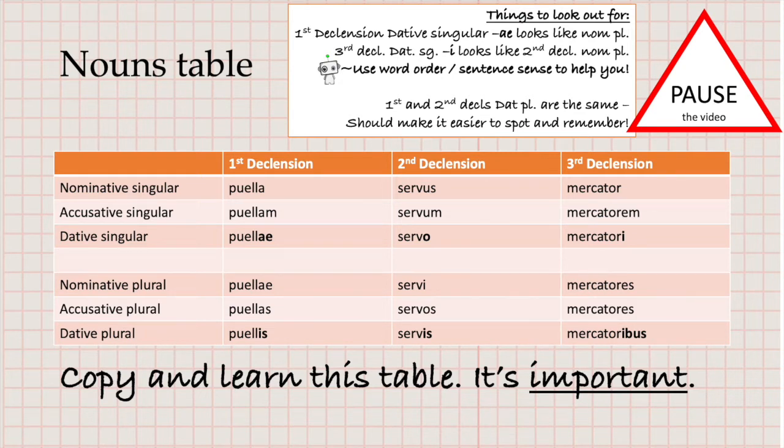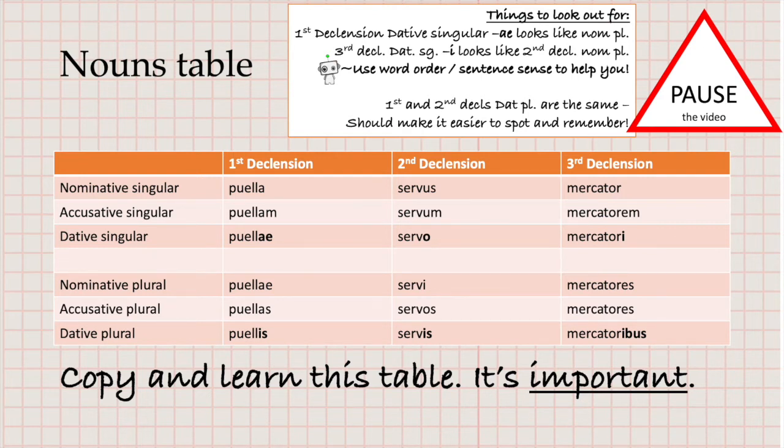Things to look out for. The first declension dative singular, ae, looks like the nominative plural, puellae. The third declension dative singular, i, looks like second declension nominative plural. So mercatori looks like servi. And little robots there with the advice, use word order and sentence sense to help you. The first and second declensions dative plural are the same, is ending, puellis and servis. That should make it easier to spot and easier to remember.